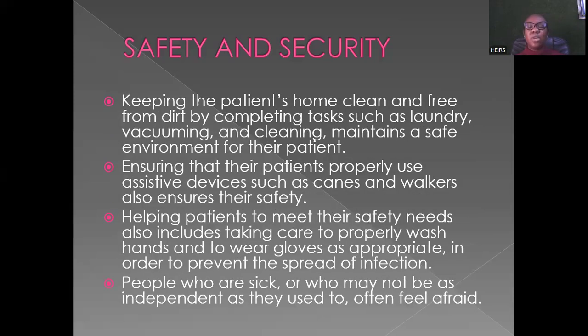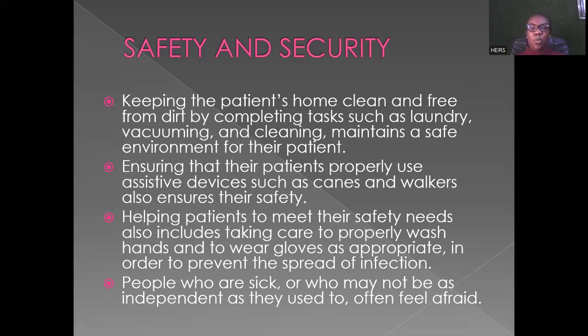Then ensuring the patient's home is kept clean and free from dirt by completing tasks or overseeing that such tasks are completed. It's also important for safety and security. Then ensuring that patients use assistive devices in cases where it's needed. Someone who cannot walk unaided will probably need walking canes, will need walkers to ensure their safety. Then helping patients to meet their safety needs would also include taking care to properly wash your own hands and wear gloves so that you prevent the spread of infection.